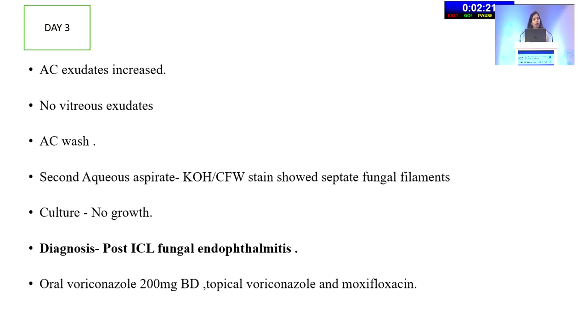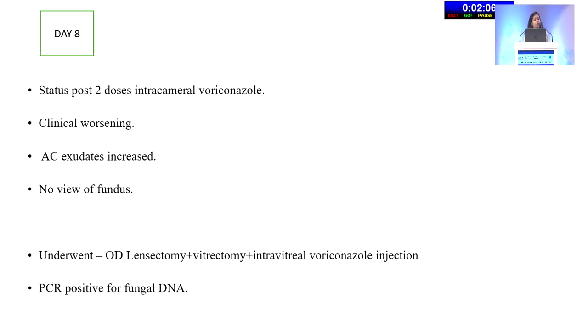The second aqueous aspirate, however, showed septate fungal filaments in the KOH stain. The culture was still negative. So we diagnosed the case as post-ICL fungal endophthalmitis and started topical and oral antifungals. He received 2 doses of intracameral voriconazole, but on the 8th day, clinical worsening was again noted, and AC exudates had increased. There was no view of the fundus, and now the patient had a vision of hand movements.